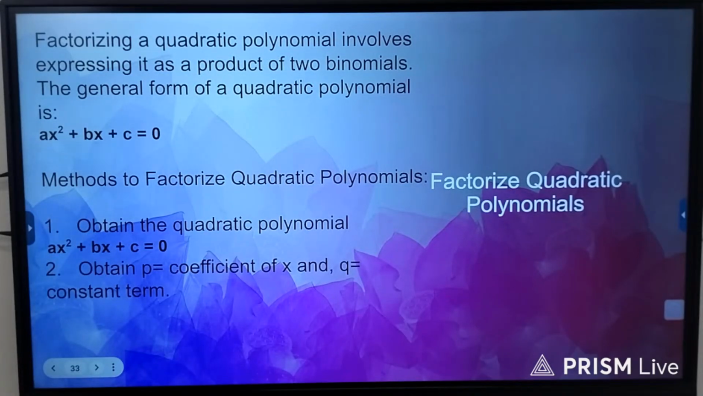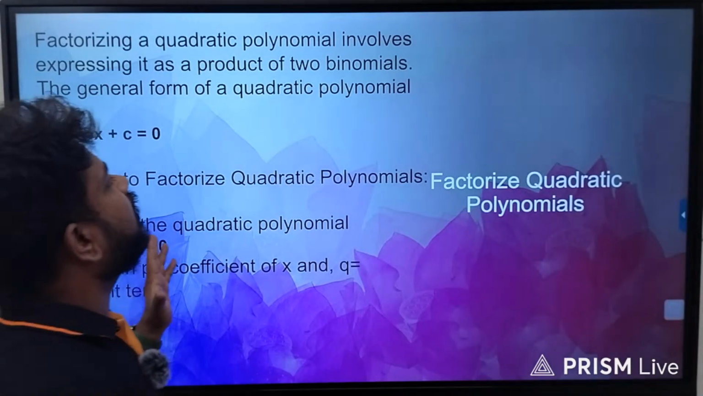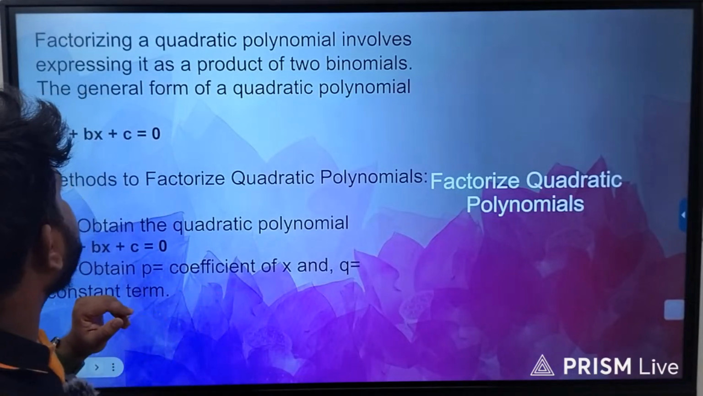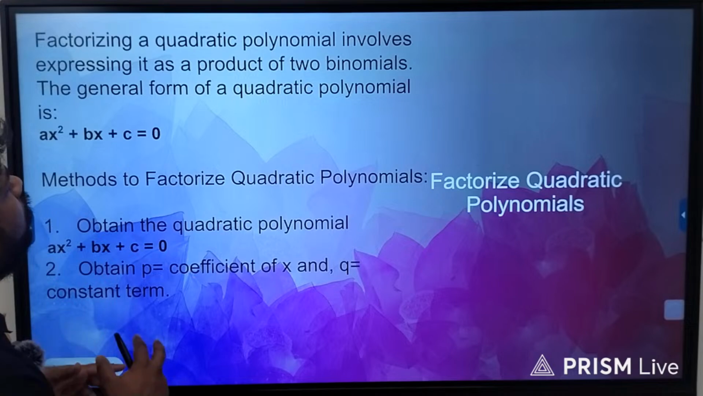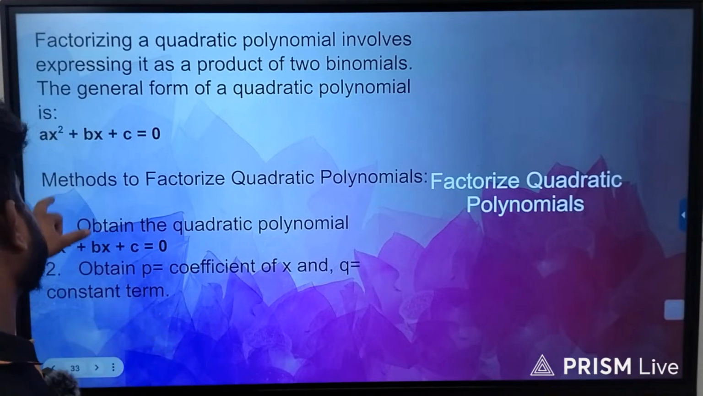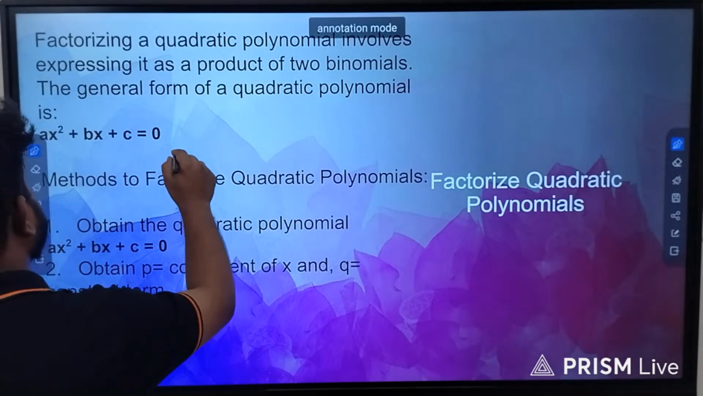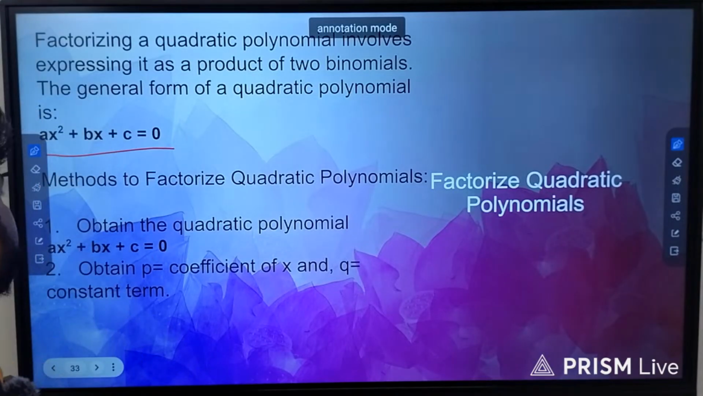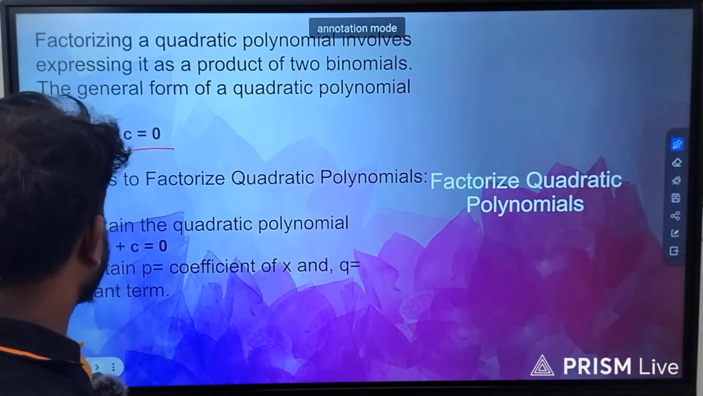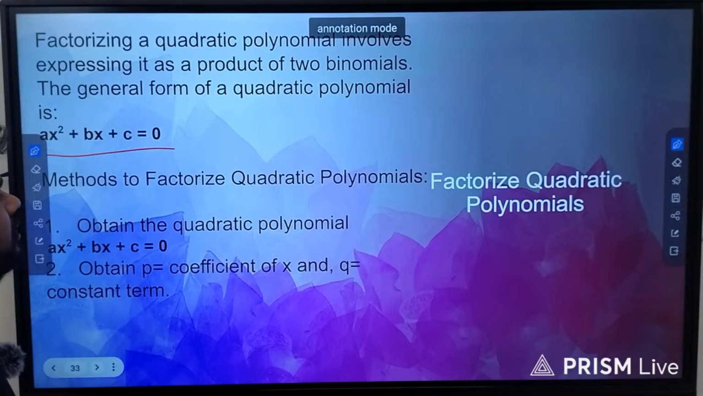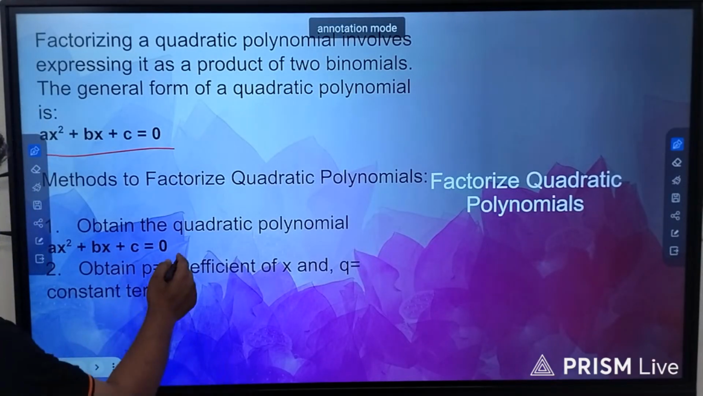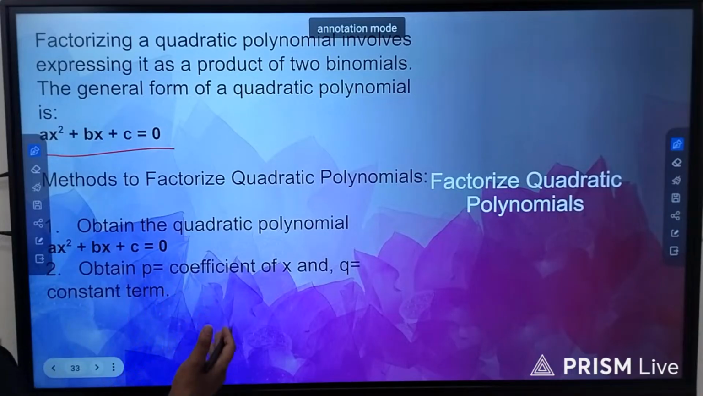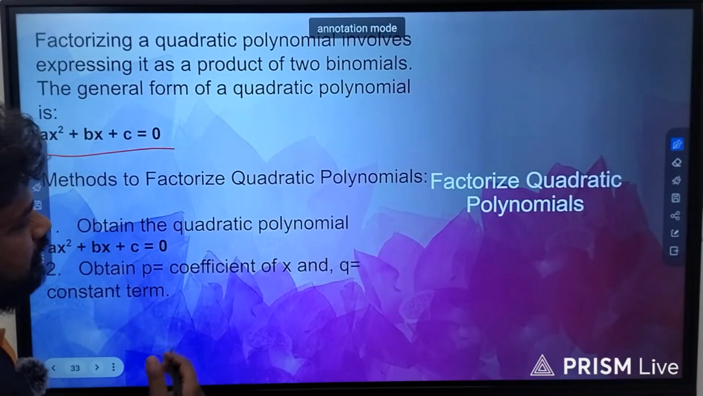So factorizing a quadratic polynomial involves expressing it as a product of two binomials. The general form of the quadratic polynomial looks like this: ax square plus bx plus c equals 0. And the method to factorize quadratic polynomials: obtain the quadratic polynomial and obtain the coefficient of x and the constant term.